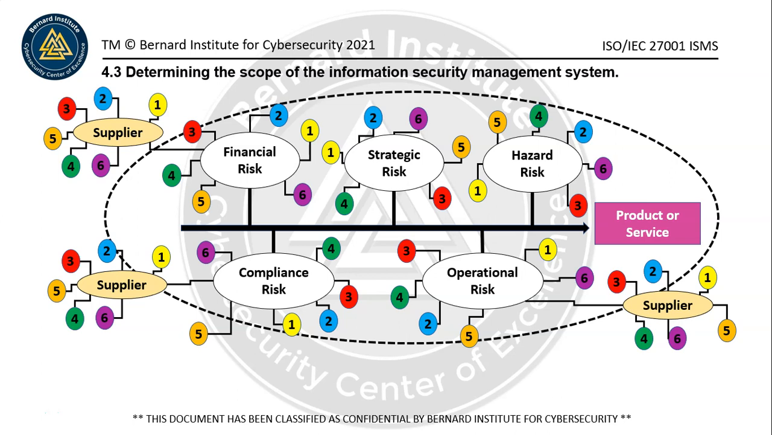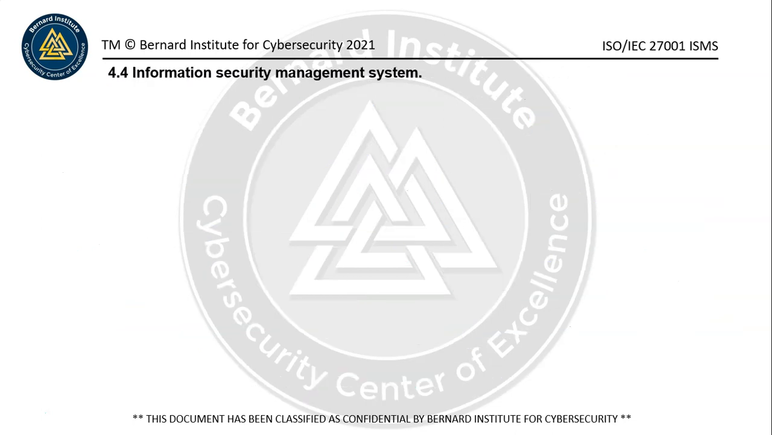This is called the risk universe, this dotted line that goes around our organization, around our products and services. And some of our risk universe extends beyond the universe. And these are the assets.